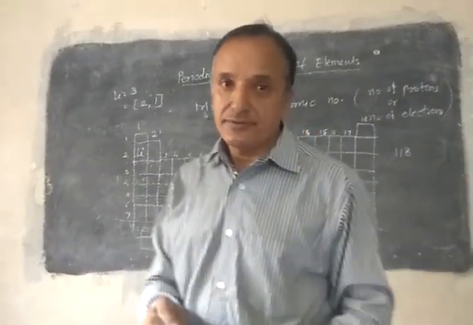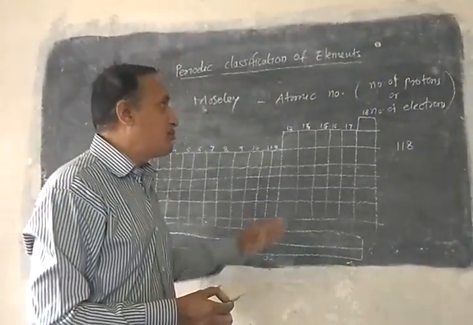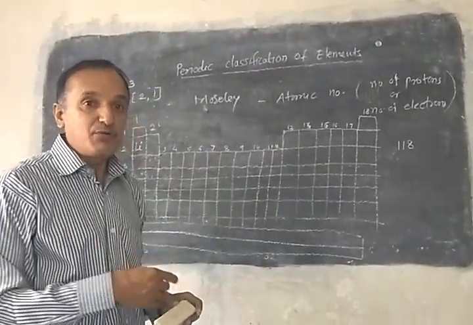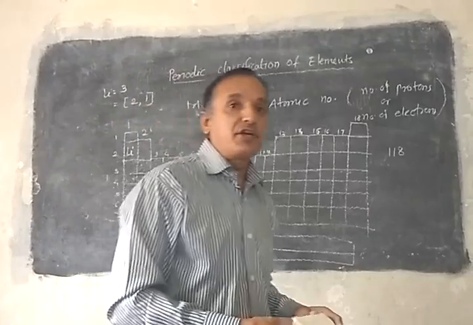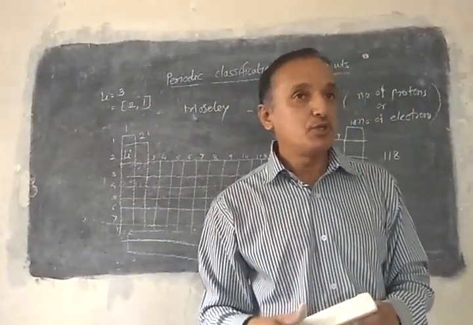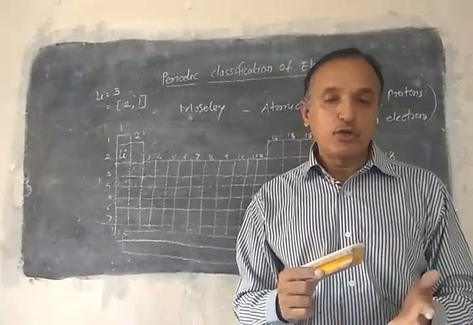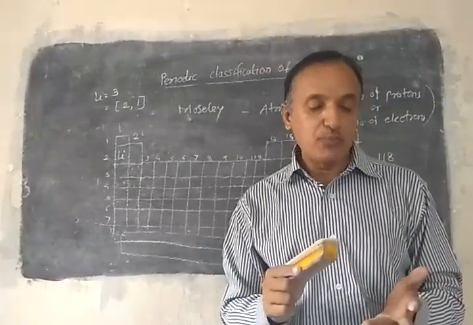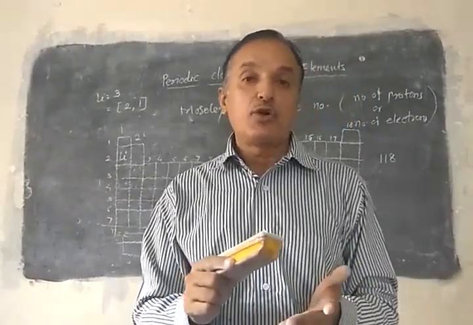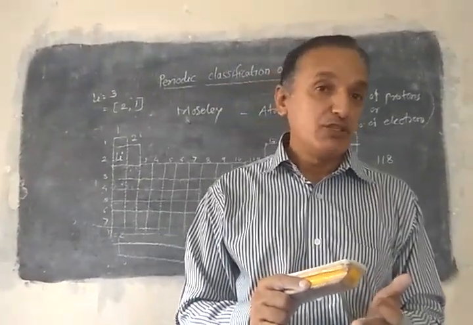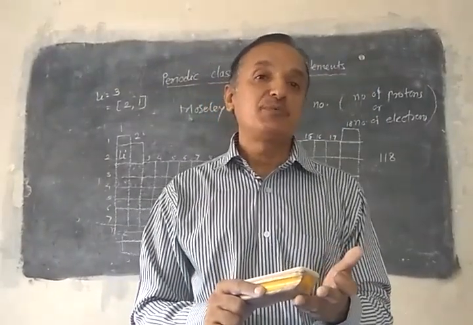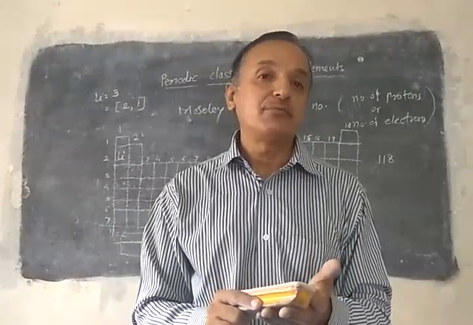So dear students, now we have discussed just the outline. The remaining part we'll see in the next video. But before that, I will give you an assignment. I taught you about Dobereiner's triads, Newland's octaves of music, and Mendeleev's periodic table. All this classification was based on atomic mass.